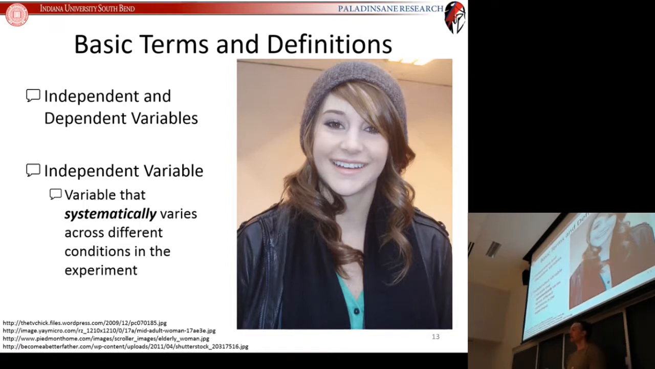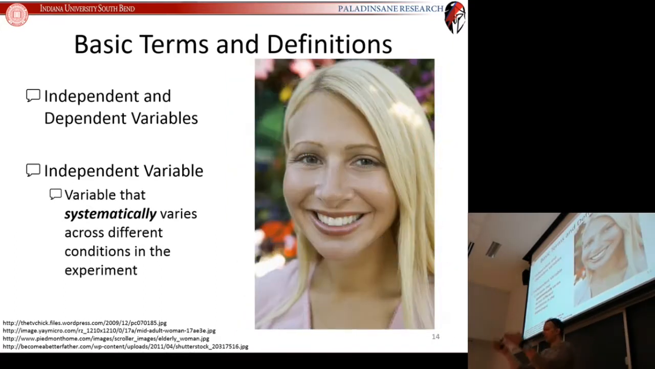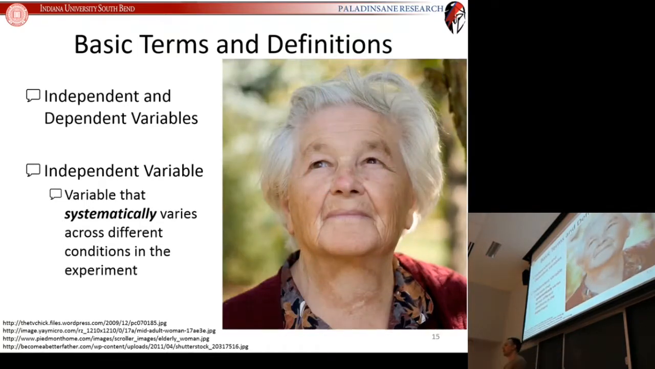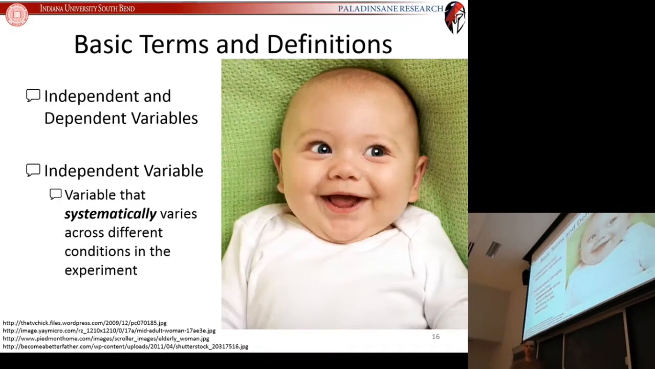So I can recruit subjects, and I can put all the teenagers into one group. And I can put all the young adults into group number 2. And I can put all the elderly individuals in group number 3. And I can put all the infants in group number 4. So I'm not manipulating anything, but I'm still systematically keeping them in groups so I can look at the independent variable of age. Any questions on independent variables before we get to the counterpart, dependent?